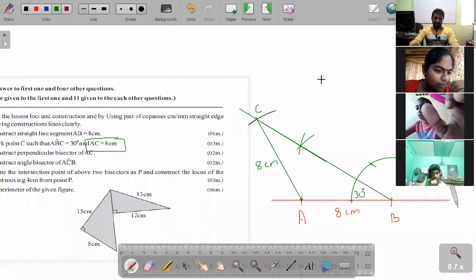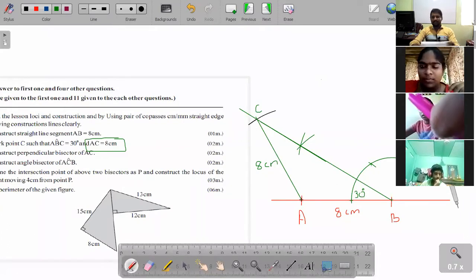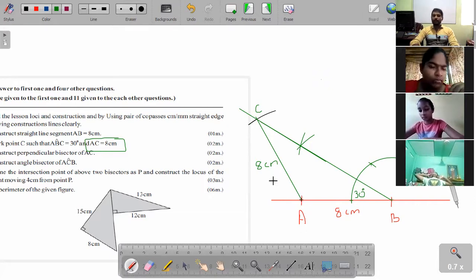Did you construct 30 degrees? Yes, sir. Another 1 mark you can get. How can you get the second part marks? For this 30 degrees you can get 1 mark, and for this 8 centimeters you can get another mark, 2 marks.